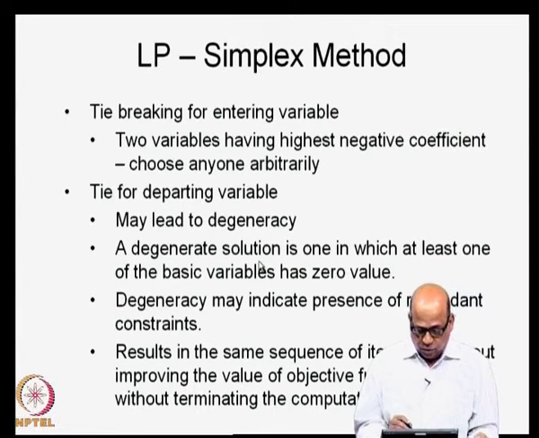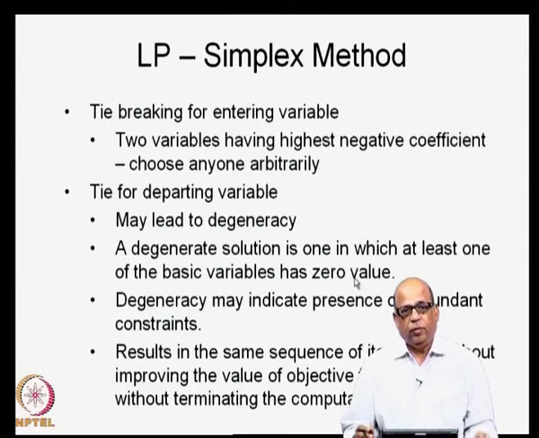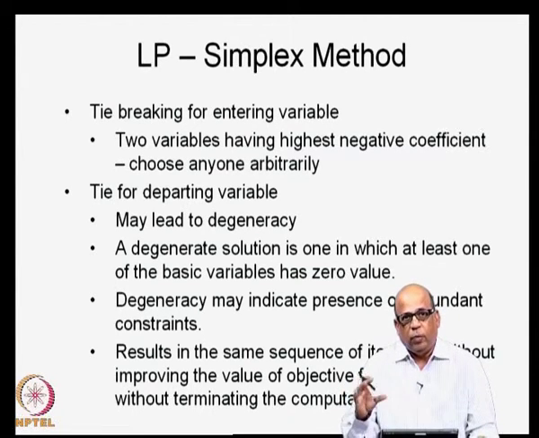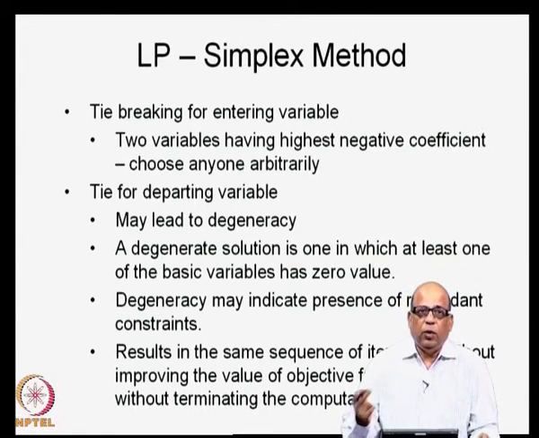A degenerate solution is one in which at least one of the basic variables has a 0 value in the z row. Now, in general, the degeneracy will indicate the presence of redundant constraints. Let us say that you had some constraints even with n greater than or equal to m, that means the number of constraints, the number of equations, is less than the number of variables. Even there you may have certain redundant constraints, and that may lead to degeneracy.